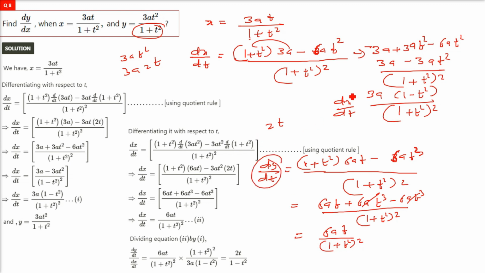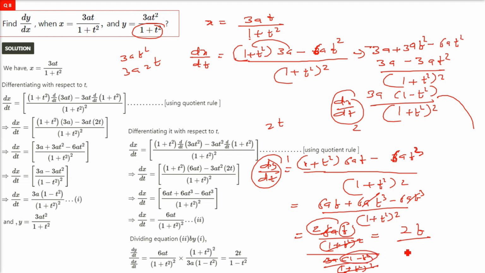Now dx by dt is known, dy by dt is known, so dy by dx you can easily find out. This division you have to do. So just assume that I am dividing it. This is 3a times (1 minus t square) divided by (1 plus t square) whole square. The (1 plus t square) whole square you can just cancel out. And 3a with 6a, that will be 2. So in the numerator you will get 2t divided by 1 minus t square. Okay, 2t by 1 minus t square.